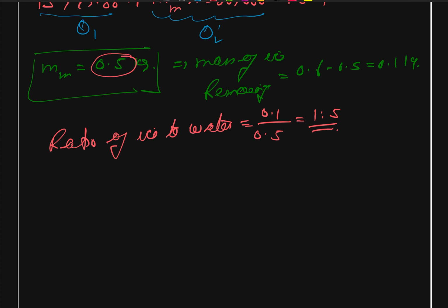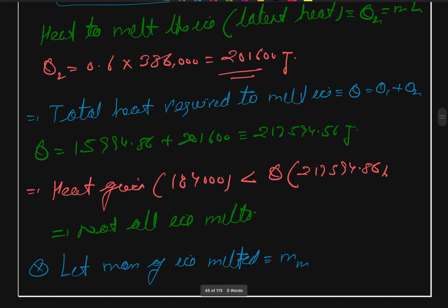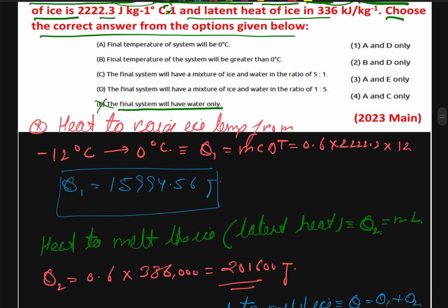And final temperature of the mixture will be equal to 0 degree centigrade, because the mixture is a combination of ice as well as water. So final temperature of the system will be 0 degree centigrade. It cannot be greater than 0 degree centigrade because some amount of ice is still not melted, and the ratio is 5:1. So option A and D are correct. So we can say option 1 is correct.